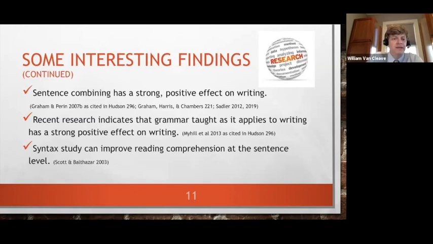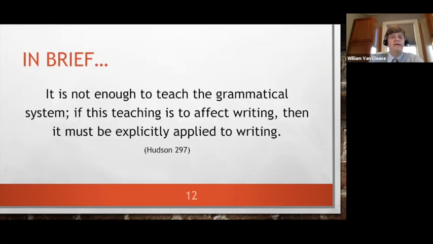And finally, syntax study can improve reading comprehension at the sentence level. And towards the end of the workshop, I'm going to show you a more complicated sentence and really talk to you a little bit about how that works. It is not enough to teach the grammatical system. If this teaching is to affect writing, then it must be explicitly applied to writing.